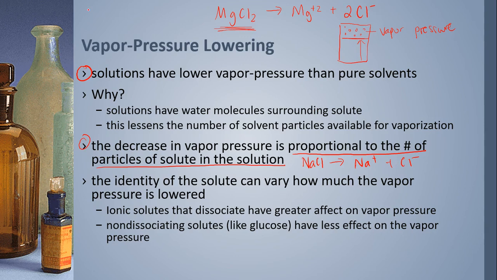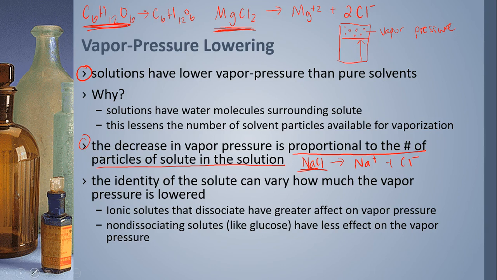What if we had something like sugar? Like this is glucose. So what if glucose went into solution? Well, it stays together. It's a covalent compound. It doesn't break up into pieces. So this would have the least effect on vapor pressure out of the 3 things that have been listed here. You have this one, MgCl2, and NaCl. So, basically, it's telling you below that ionic solutes that dissociate have a greater effect on vapor pressure.